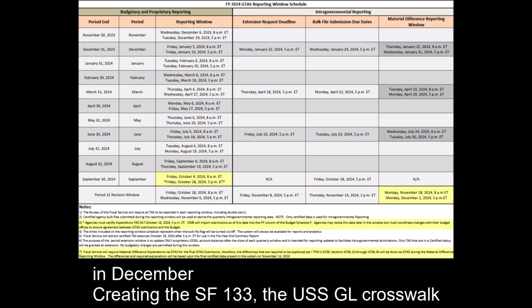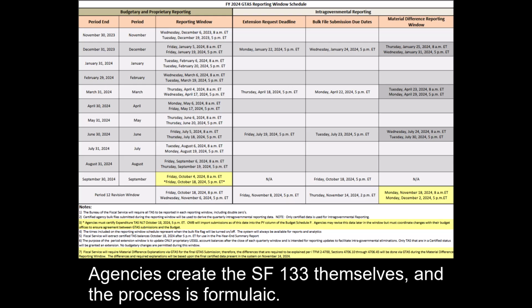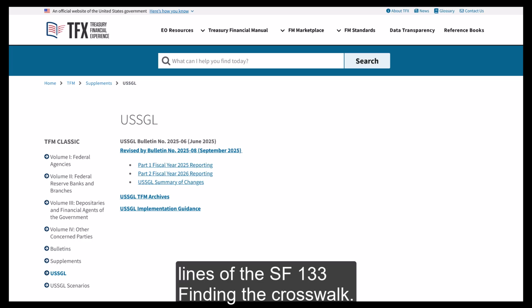Creating the SF-133, the USSGL Crosswalk. Now let's get into the mechanics of how the report is created. Agencies create the SF-133 themselves, and the process is formulaic. Treasury provides a crosswalk of USSGL accounts and account attributes that map to the various lines of the SF-133.